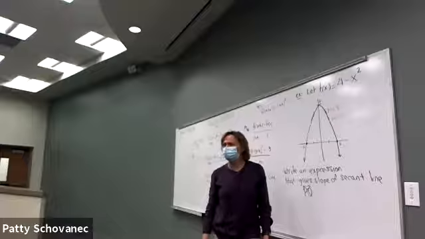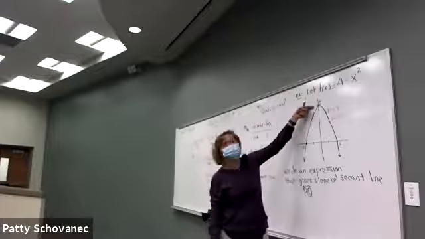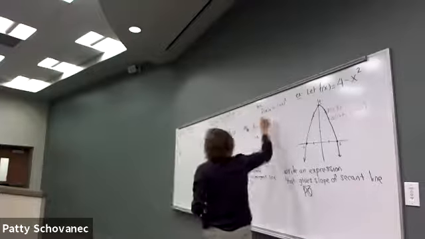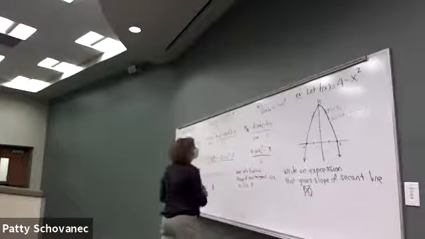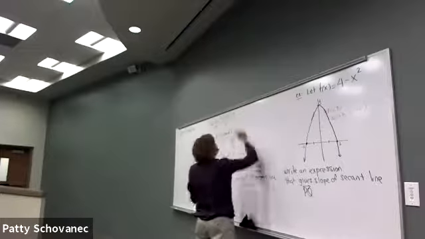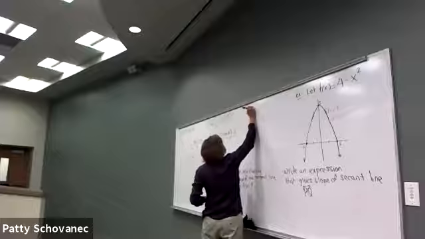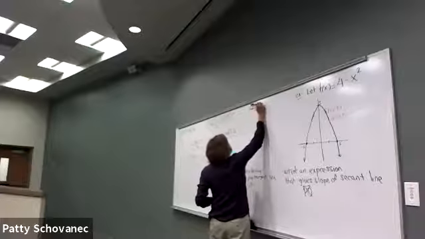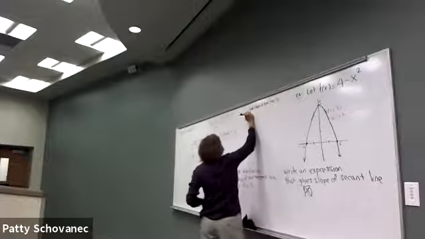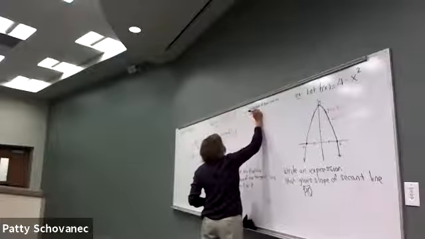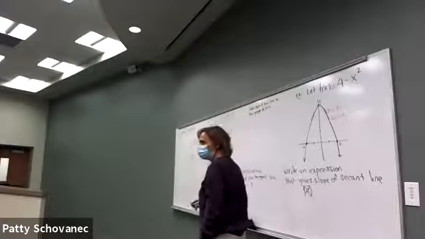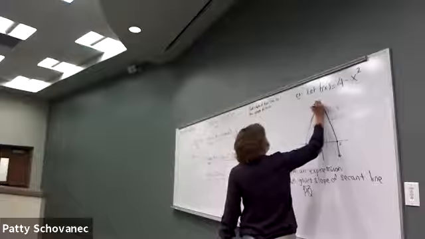Let's do that. Let's compute the slope of the tangent line at x is 0. So let's do this calculation again, but this time we're using x is 0. Okay, so the next problem, find the slope of the tangent line to this graph at x is 0. So at x is 0, y is 4.